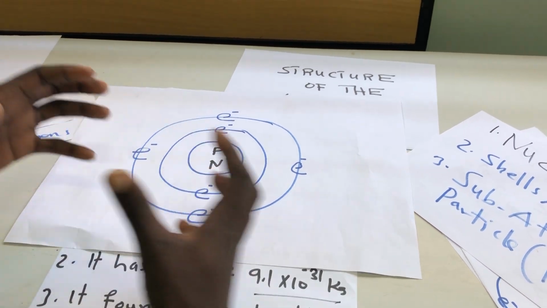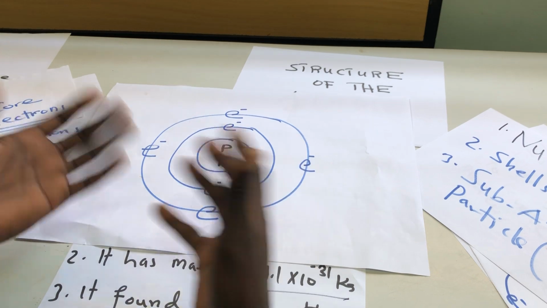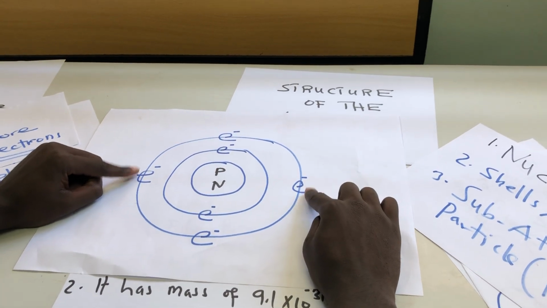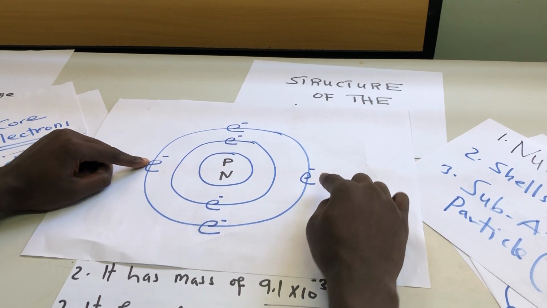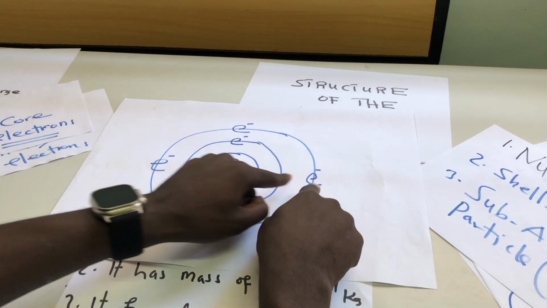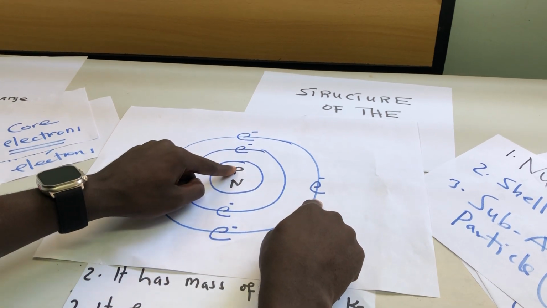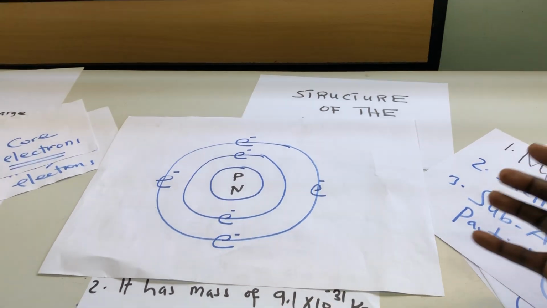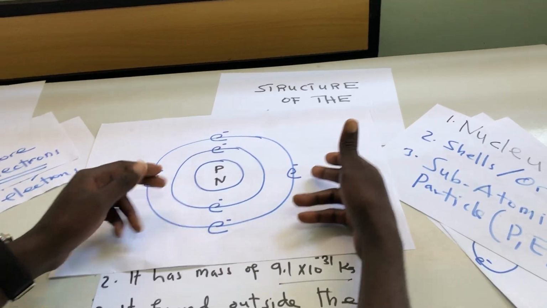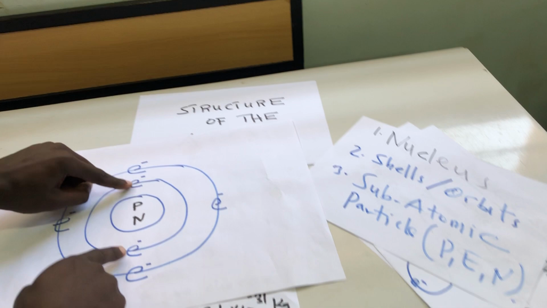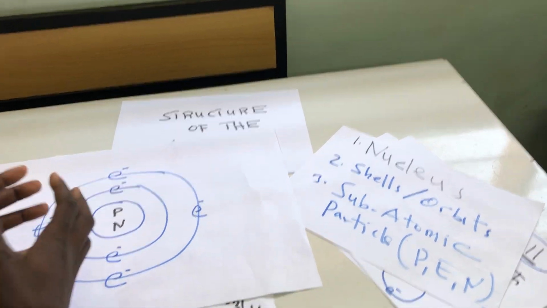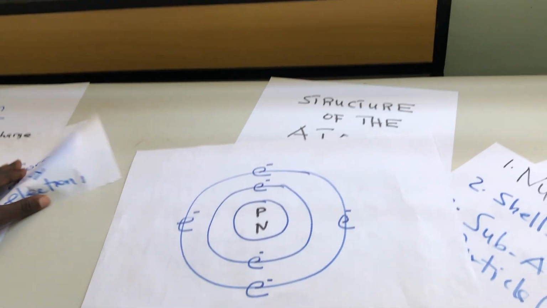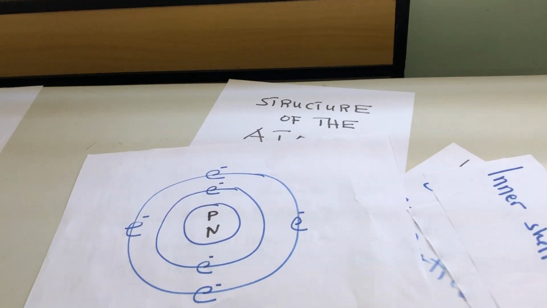So unapoona reaction yoyote imefanyika, reaction zote huwa zina involve number of electrons. So electrons ambazo huwa zina participate kwenye reaction ni hizi valence electrons, kwa sababu zenyewe attraction between electrons and positive nucleus, attraction yake ni ndogo kwa sababu hizi electrons zina distance kubwa. So it is very possible for them to undergo chemical reaction instead of these core electrons, electrons ambazo zinapatikana kwenye shell ya ndani. So that's all about electrons.